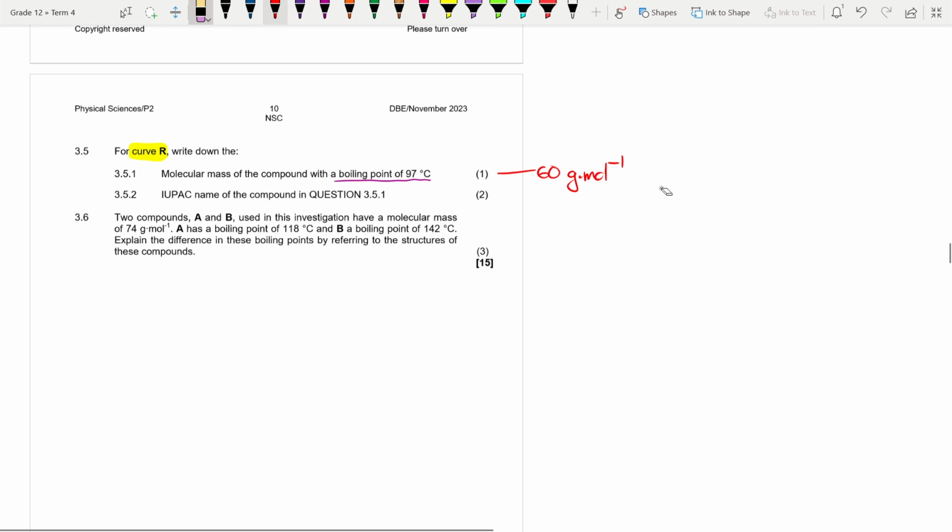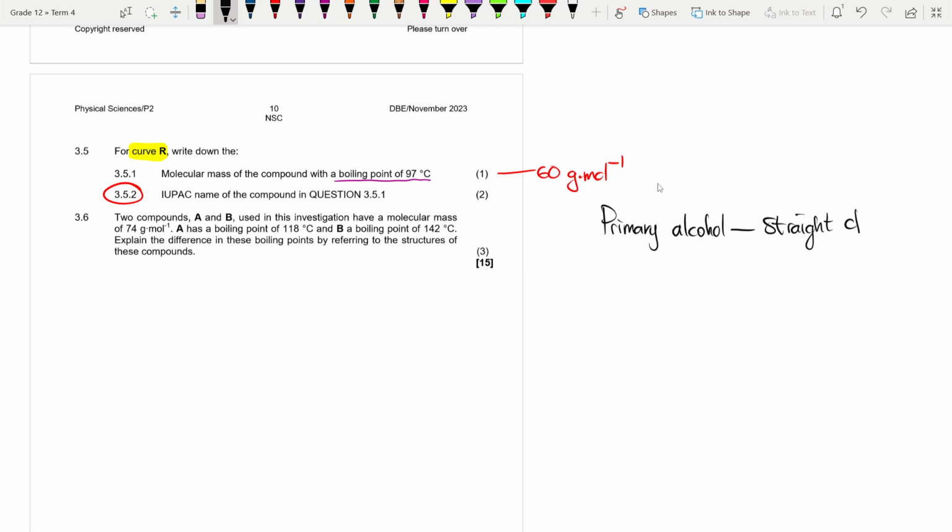Okay, but the issue is with this one, and I think it's a good question. It's a very good question. For curve R, write down the IUPAC name of compound in question 3.5.1. Okay, what we already know is: this is a primary alcohol, and it also has a straight chain. So you don't have to worry about any branches. Now they're looking for the IUPAC name. It's a question that sounds unfair, but you can actually work it out.